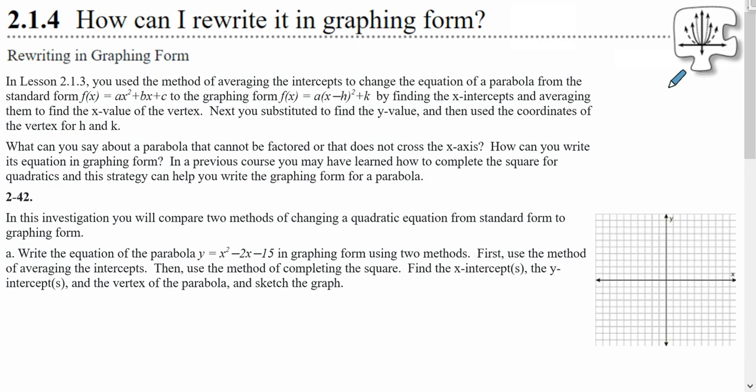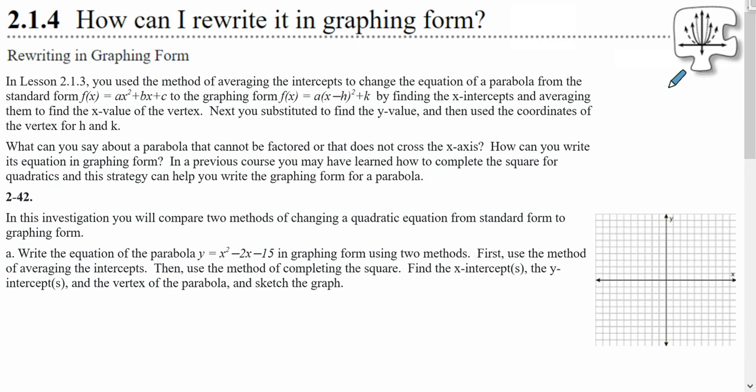In this lesson, we are going to build on what we've been working on the last couple days by rewriting an equation that's in standard form, y equals ax squared plus bx plus c, into graphing form, y equals a times the quantity x minus h squared plus k. So yesterday we worked on finding our x-intercepts and averaging them to find the x value, and then of course once you find x, substituting it in and finding y. And then that gave us our h and k value. Then we proceeded on to working with completing the square, so using that strategy.